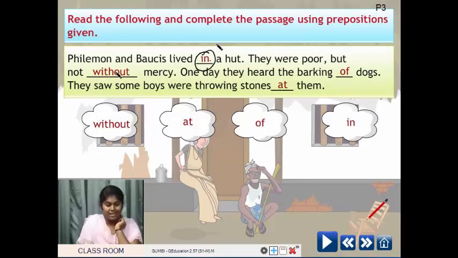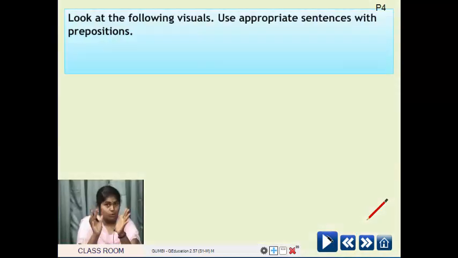In, without, of, at. So these are also called prepositions. So this was where I gave you an incomplete paragraph, and you filled in the right preposition there.